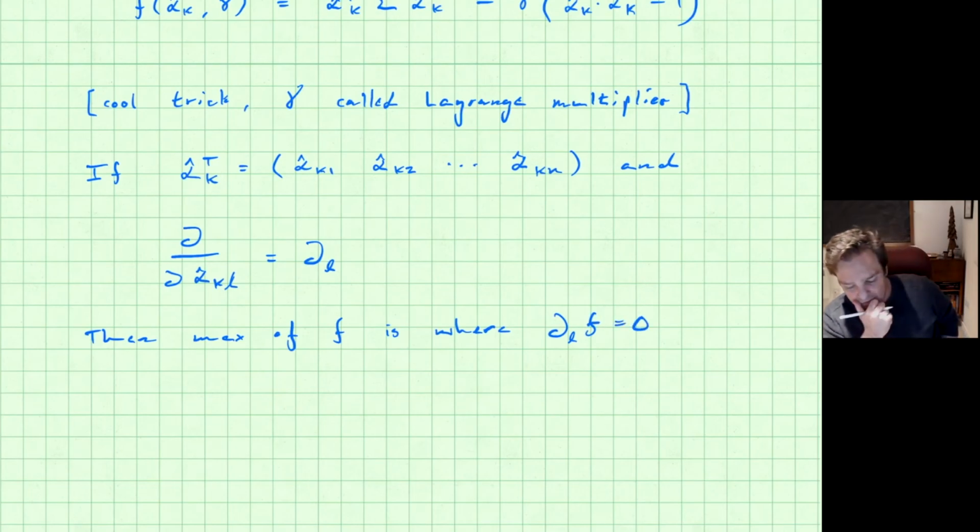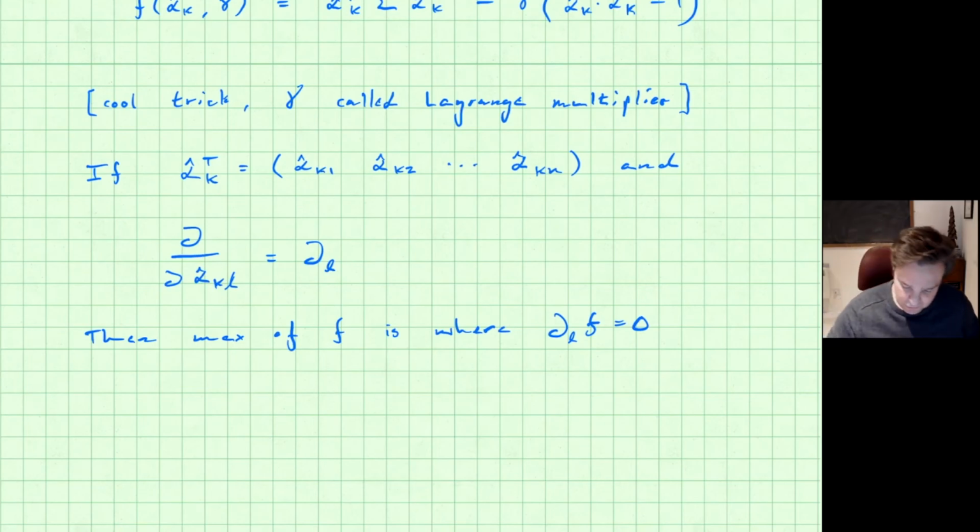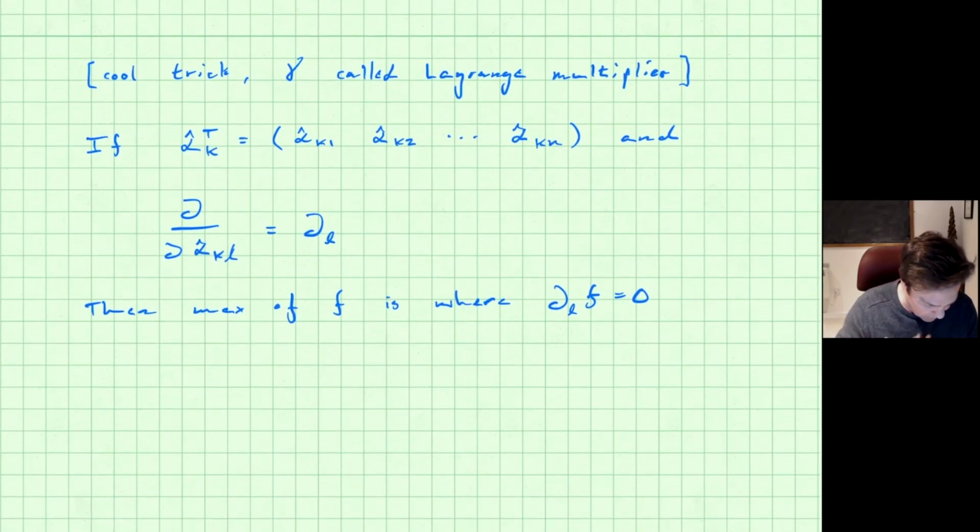It's also true that the derivative of f with respect to gamma has to be 0. And sometimes that gives you new information. In this case, it just gives you back the restriction that the alphas have to have length 1, which we've already enforced or demanded, really, just from the notation. Okay, so then the maximum of f is where that happens.